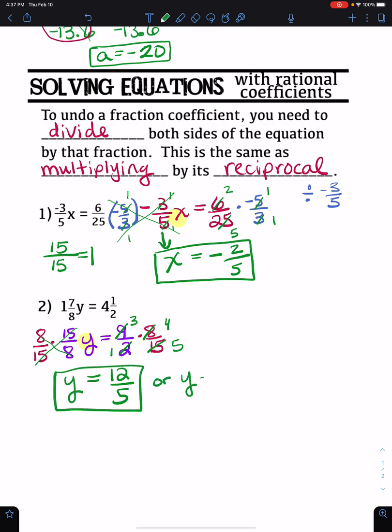Or if you'd rather, you could make it 2 2/5. Either way.